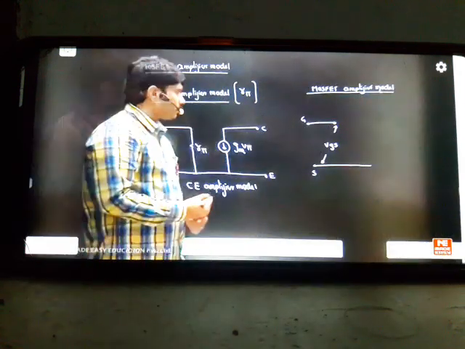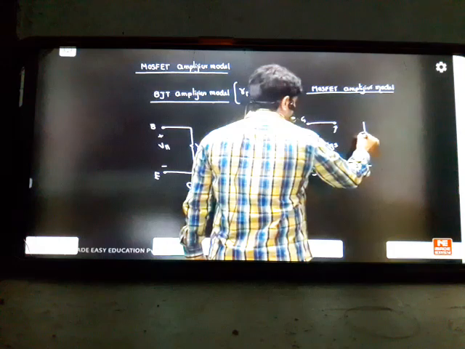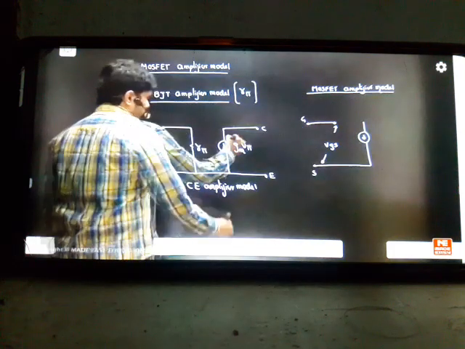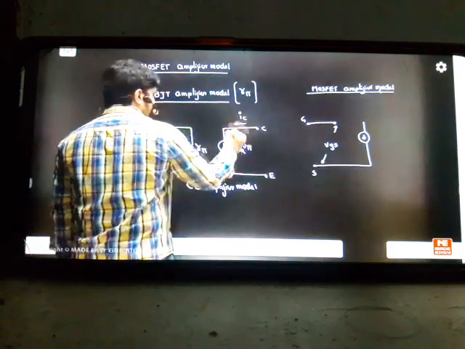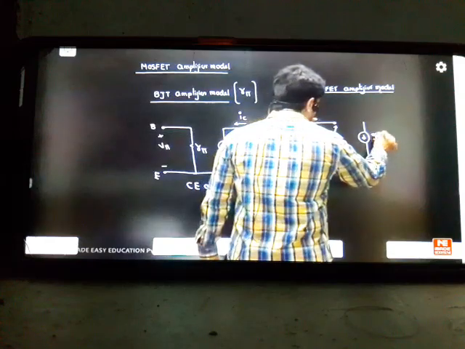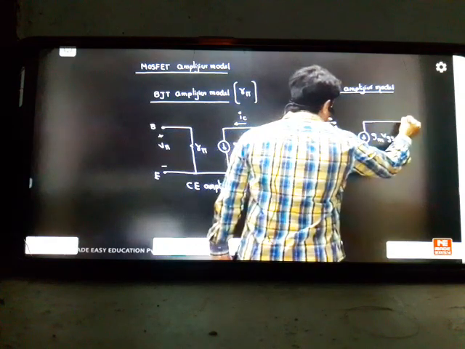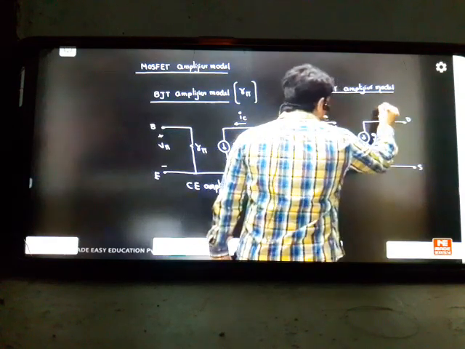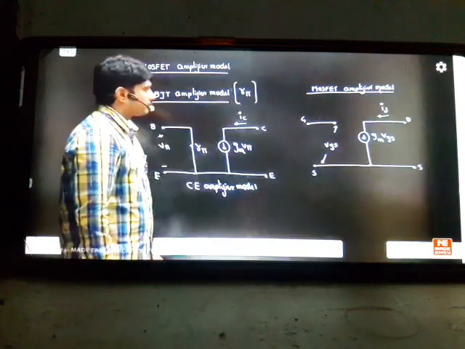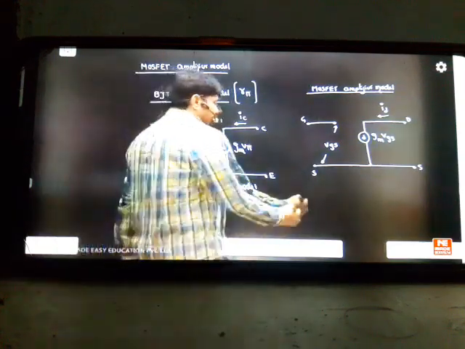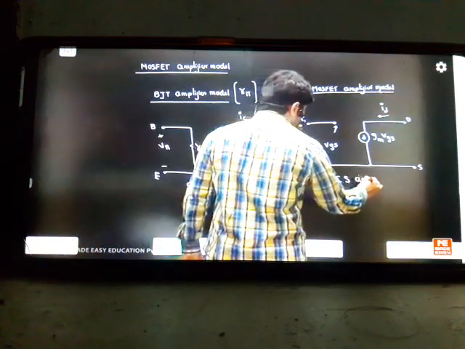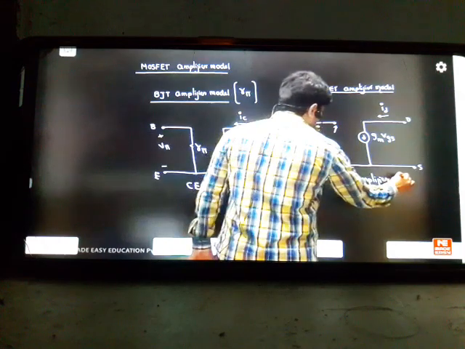Okay. On the output side, we have a current source here also. That's called the drain current, which is represented here. This current is GM into VGS, which flows from drain to source. And this current we can take as ID current, which is called the drain current. So this is the similarity between these two models, and this model becomes the common source amplifier model.